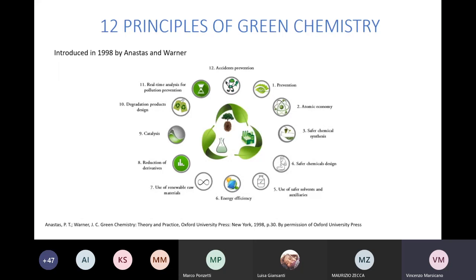I won't go through all of them. As you may see from this picture, there are several strategies, say for the use of safer chemicals that are not toxic for humans and for the environment, and the use of strategies such as catalysis that can improve the sustainability and so on. We will see these 12 principles again later during the presentation, and how they can be implemented in organic synthesis.